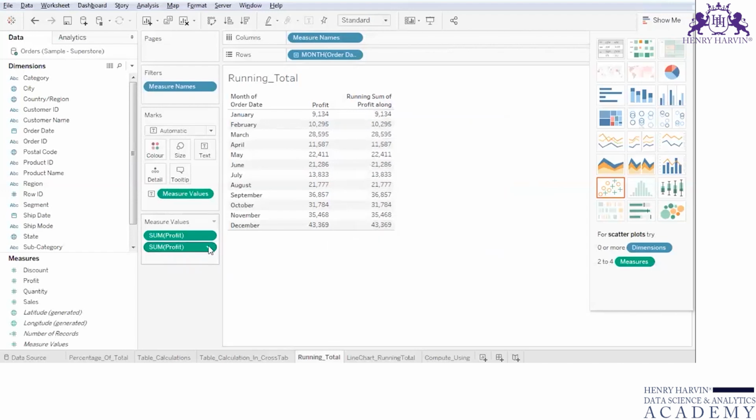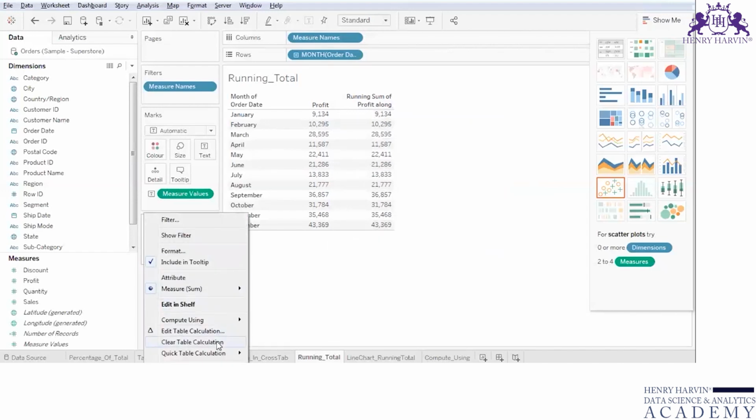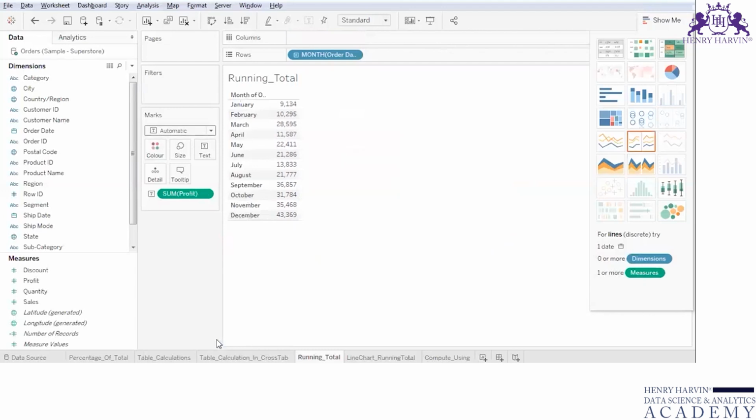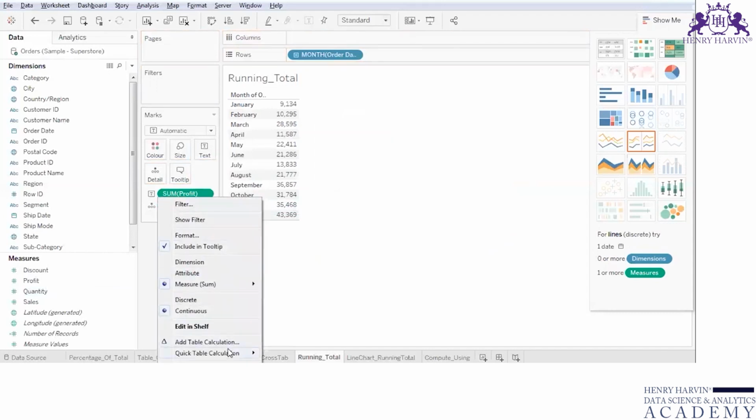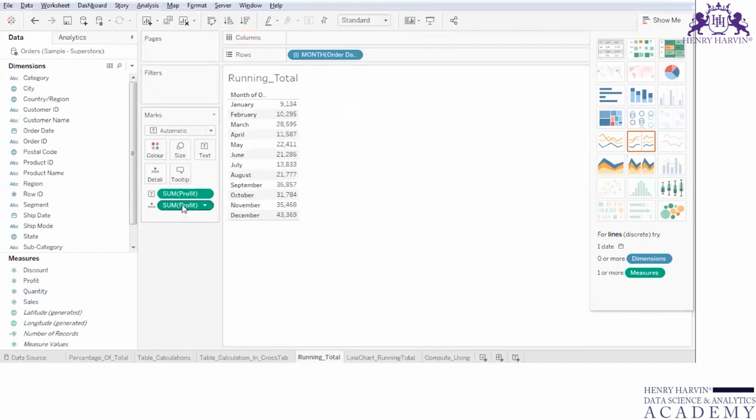So for that we will go over here. I'll clear everything which I have done. Okay, let me again add it. Maybe I would have done some mistake. Just give me a second. I have placed this sum profit over here, went over here to quick table calculation. I have to show running total. Okay, this is the one which is showing running total.